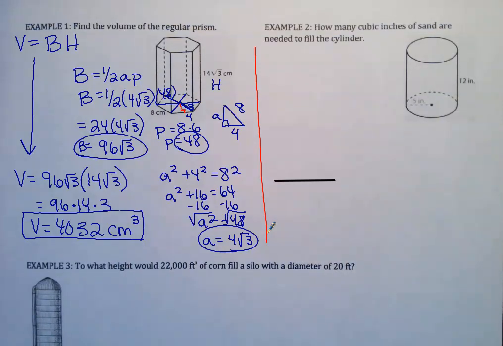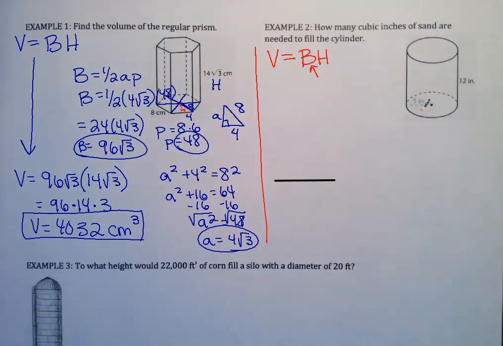What's the formula for the volume of a cylinder? V equals pi r squared h. Okay, so it is BH still. But then you have to think, what's the area of the base? Well, the base is a circle, so what's the area of a circle?